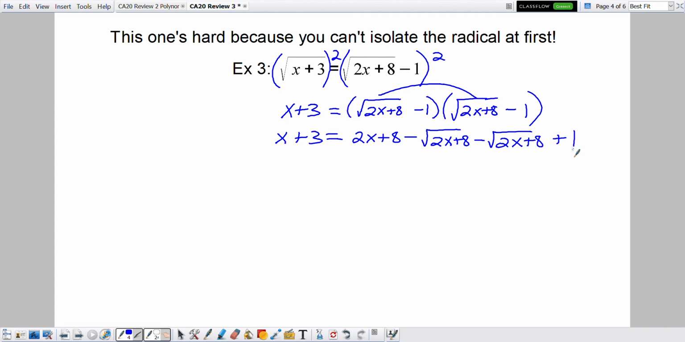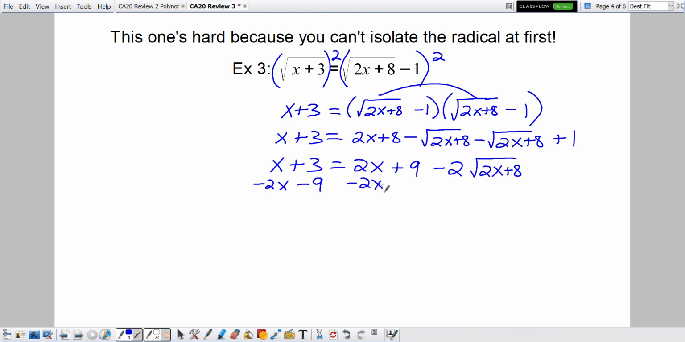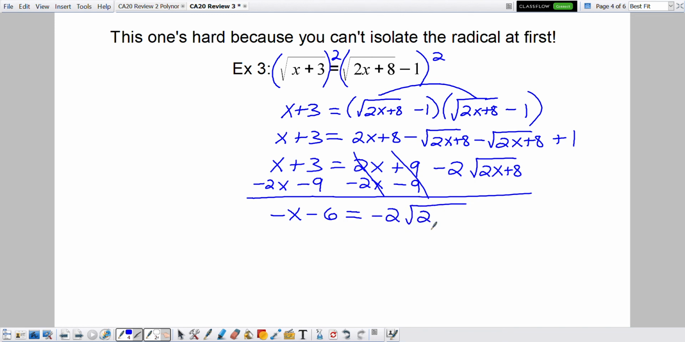We can try to combine like terms at this point. On the right side, I'm going to combine things together. So I'm going to have 2x, the 8, and the 1, I'm going to put plus 9. And since these are both the same, they're both negative, I'm going to say there's 2 of them. So I'm going to do minus 2 times the quantity of the square root of 2x plus 8. Just combining like terms. I can then get rid of the 2x by subtracting 2x. I can get rid of 9 by subtracting 9. It helps me simplify this a little bit. This would cancel out. I get negative x minus 6 on the left side, and then negative 2 times this on the right side.